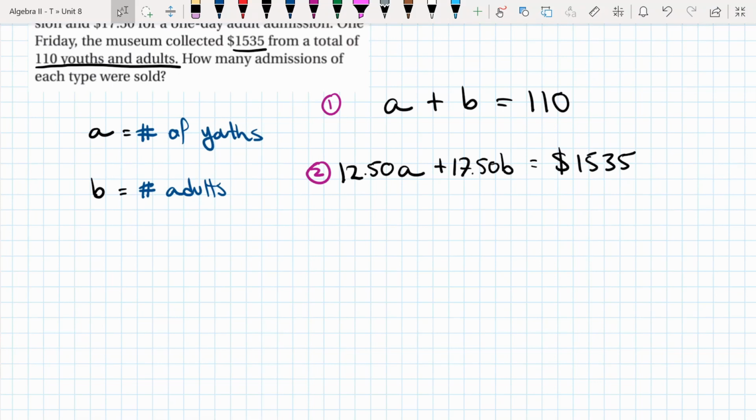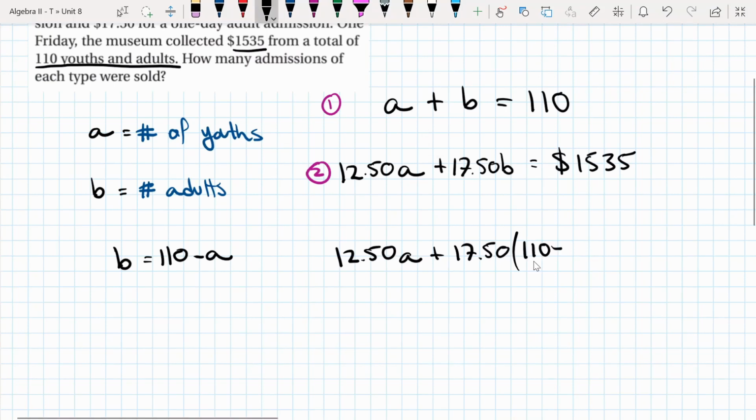Okay, so let's solve this. We could do a couple of different things. I think a method of substitution is going to be the easiest. So I'm going to take the first equation here and solve it for B, and then substitute that into the second equation. So instead of writing B, we're going to write 110 minus A equals, I'm just going to get rid of the dollar sign, 1535.